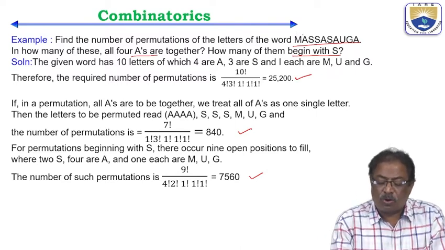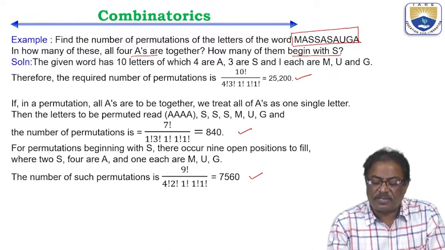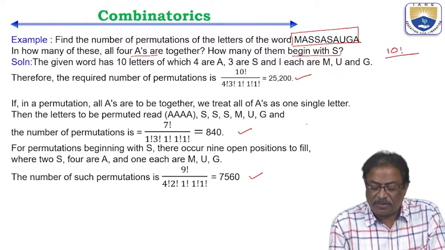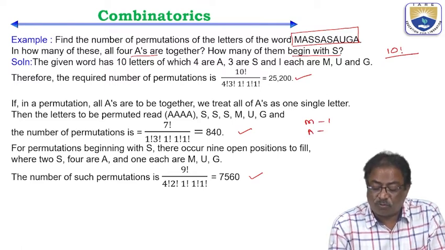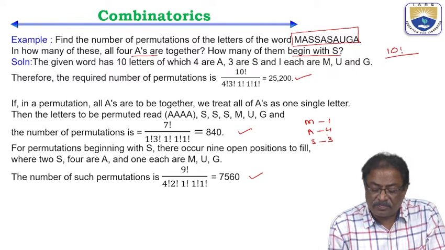See here, how many permutations? This word consists of 1, 2, 3, 4, 5, 6, 7, 8, 9, 10 letters. So it is nothing but 10 factorial by, see here, M is only 1 time. A is repeated 1, 2, 3, 4 times. And next S is 1, 2, 3 times. And U is only 1 time.